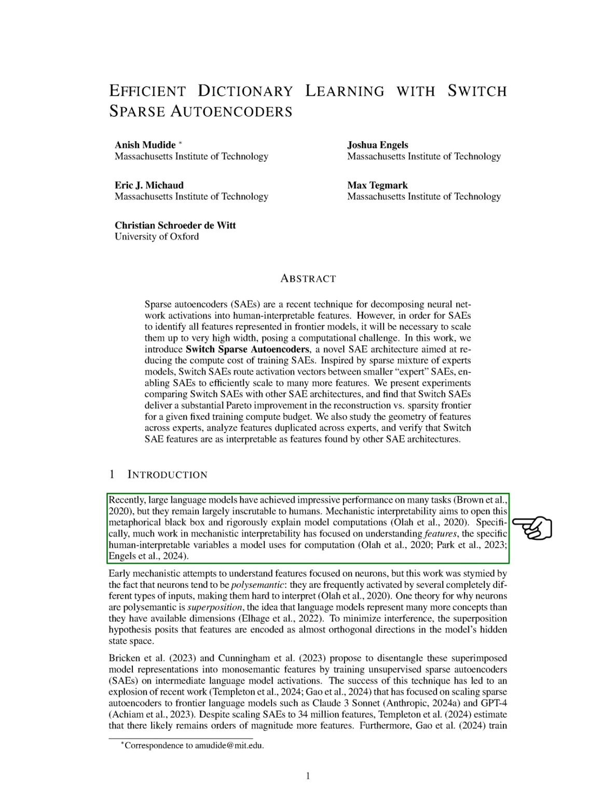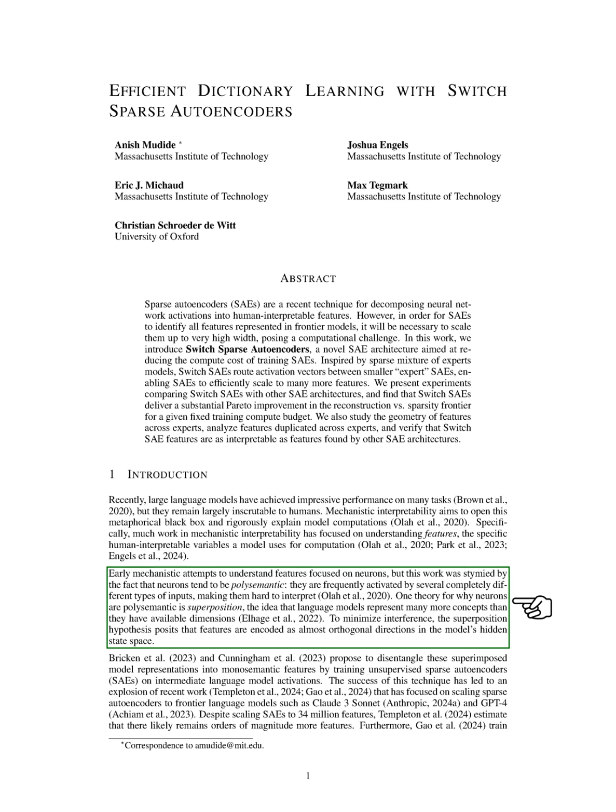Much of the research in this area has concentrated on features, the specific variables that models use in their computations. Initially, attempts to interpret features centered on neurons, but we encountered challenges because neurons often respond to multiple, unrelated inputs, complicating their interpretation.